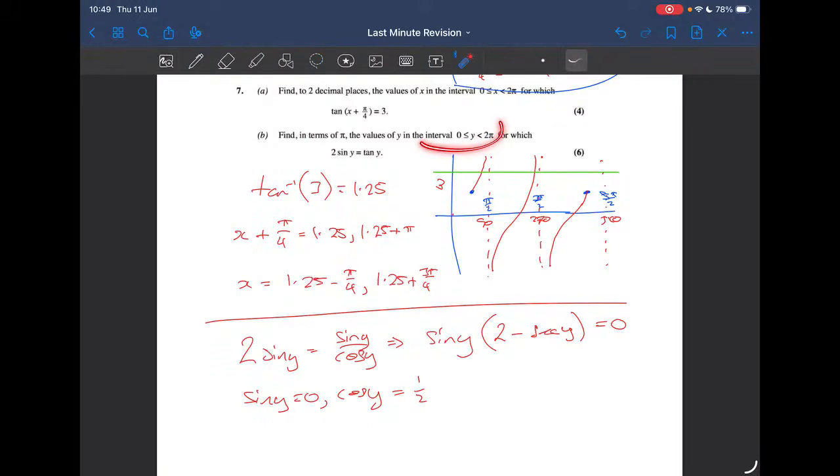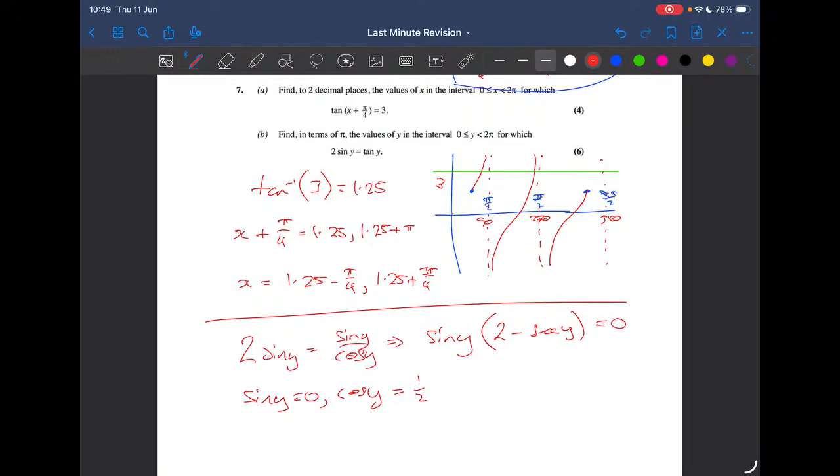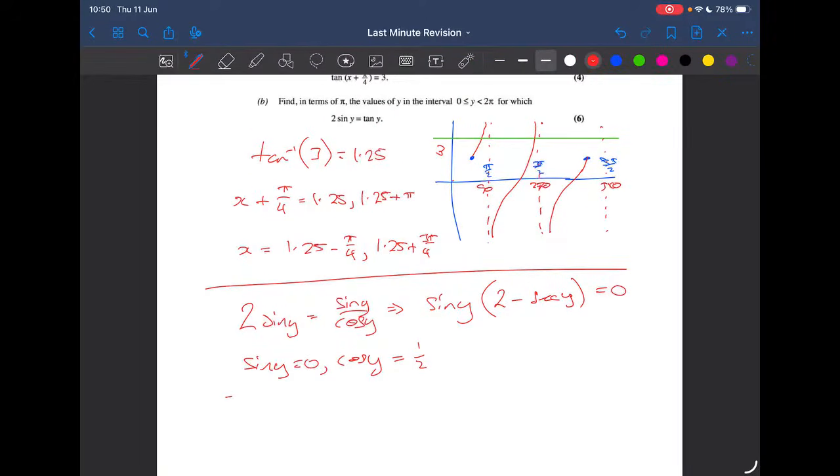What was our interval? 0 to 2 pi. So nothing freaky going on there. Are we allowed to be 0? Yes. We're allowed to be 2 pi? No. So what does this left one tell us? y is 0 or pi. Cos of a half, if we do inverse cos of a half, what do we get? Is it 60? Yeah, 60. So what's that? 2 pi on, no, pi on 3.